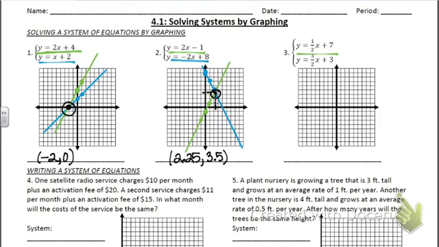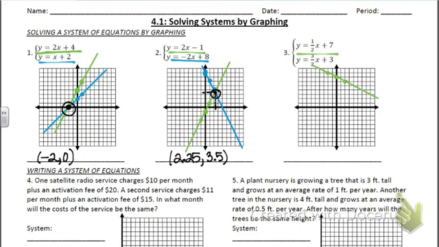Y equals 1/2 x plus 7. So you should go up 1, 2, 3, 4, 5, 6, 7. And then down 1, right 2. And then up 1, left 2. So my line, down 1, right 2, so it goes like this. And this one goes up 1, left 2, so it should go through that one.